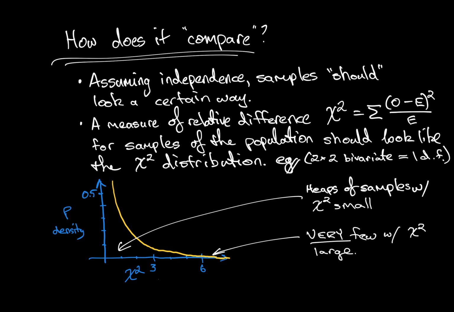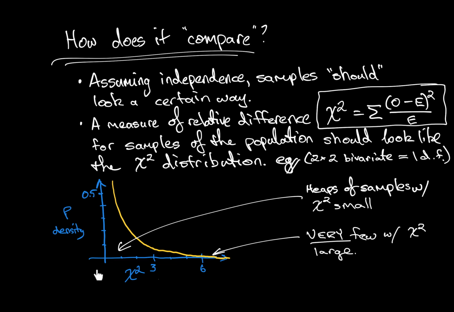It turns out that under the assumption of independence, our samples should look a certain way, and that kind of makes sense. We calculate a measure of relative difference, given here, which is called the chi-squared statistic. Under the assumption of independence, this chi-squared statistic should in some sense be small in value. But from sample to sample, the chi-squared statistic will be different. For most samples, if the variables truly are independent, then the chi-squared statistic should be quite small. Very rarely would it take on a large value.